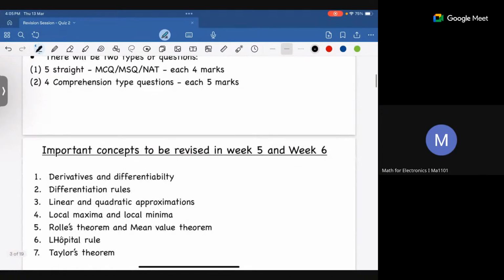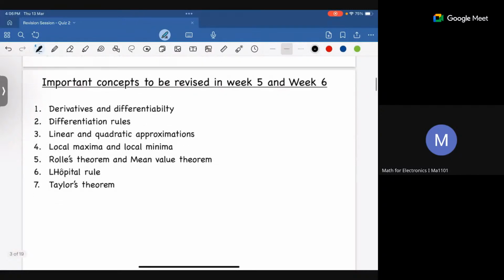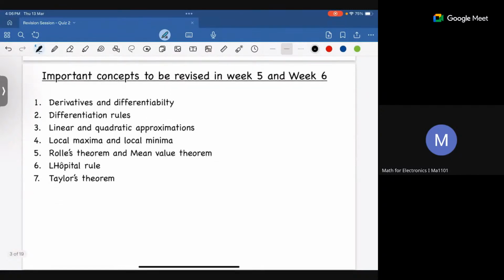Alright, so let's come to the main agenda for today's session, which is the concepts that need to be revised with respect to week 5 and week 6 for quiz 2. You definitely have to understand what derivatives and differentiability are, and you should know the differentiation rules and the linear and quadratic approximations. From week 5, these 3 topics are really important. That will cover week 5.